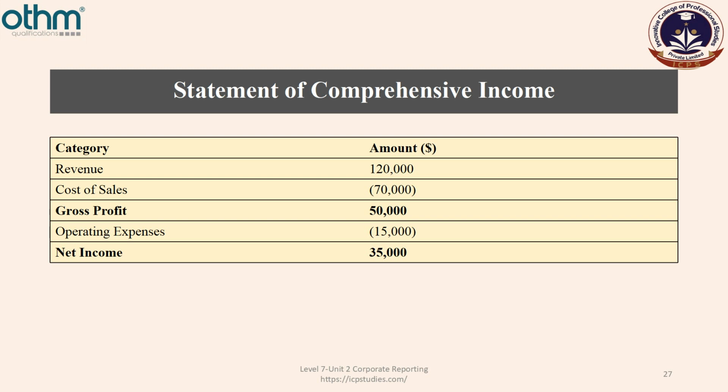So here is the statement of comprehensive income, in which we have the categories and the amounts. First we have the revenue, then we have cost of sales, and we get gross profit by subtracting cost of sales from the revenue. After that we have the operating expenses, and we get the net income by subtracting the operating expenses from the gross profit.